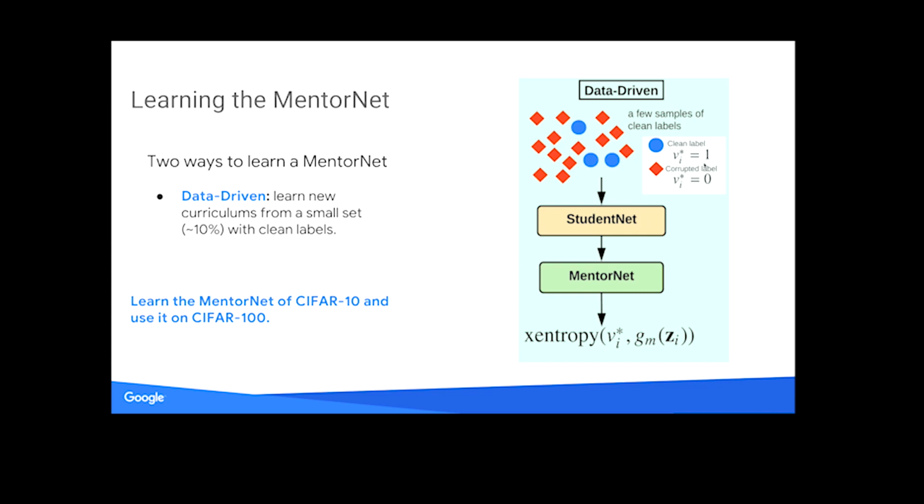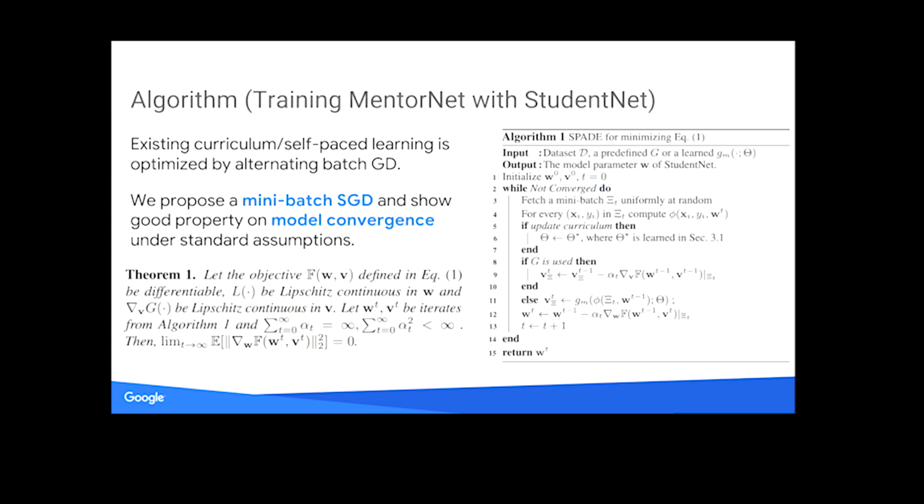We input this example to the student net and minimize the cross-entropy loss between this optimal weight and the MentorNet output. Sometimes it is impossible to get such clean labels on your data. In this case, we can learn the MentorNet from a data set, for example, CIFAR-10, and then use it on another data set, for example, CIFAR-100. In the paper, we propose an algorithm which can train this MentorNet and student together through mini-batch stochastic gradient descent, and we show some good theoretical properties about the model convergence under standard assumptions.